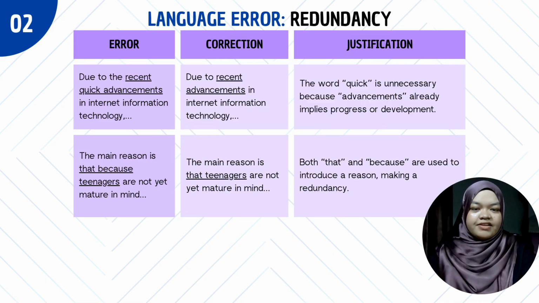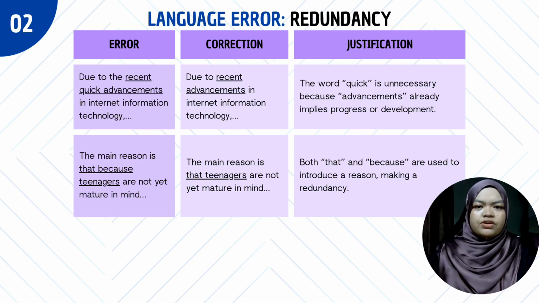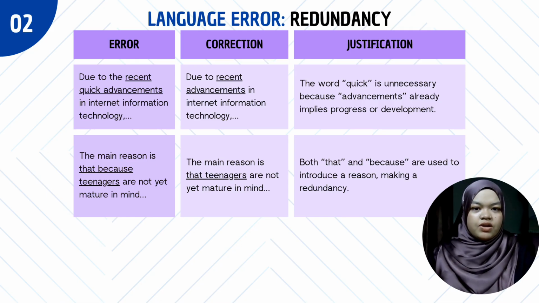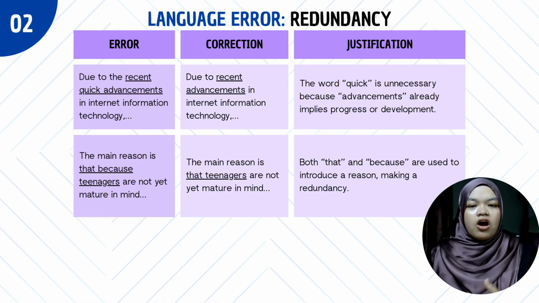The next category is redundancy. Redundancy happens when unnecessary words are included even though the meaning is already clear. For example, the phrase recent quick advancements contains the word quick, which is not really needed because the idea of advancement already suggests progress or development.